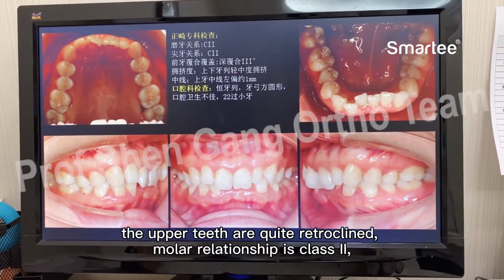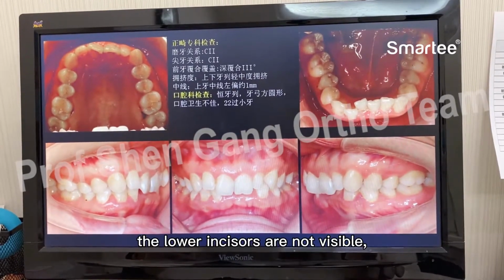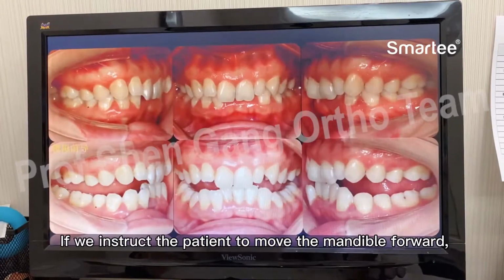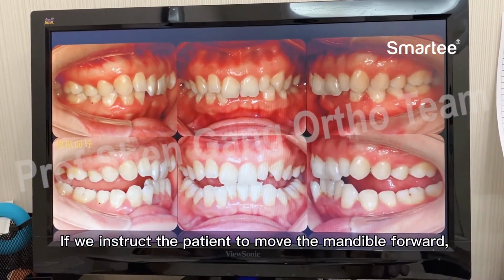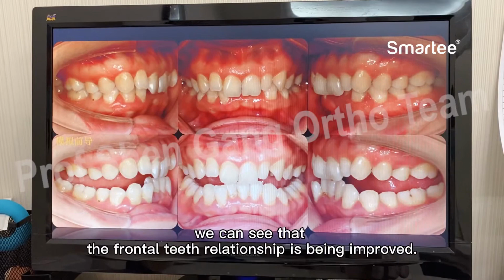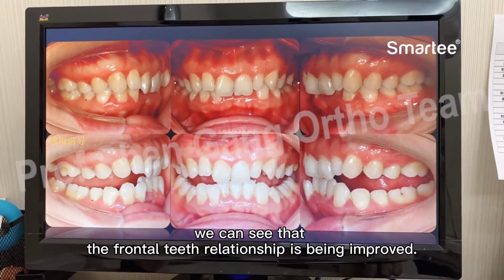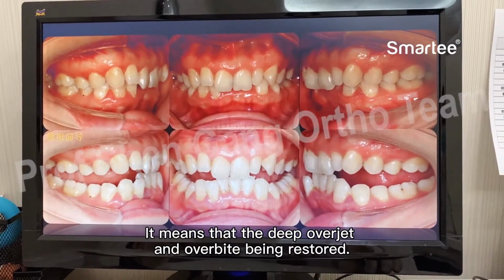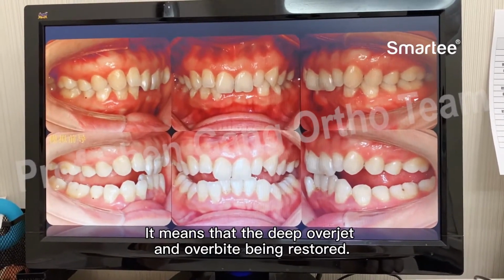Molar relationship is class 2. The lower incisors are not visible, indicating very deep overjet and overbite. If we instruct the patient to move the mandible forward, we can see that the frontal teeth relationship is being improved, meaning that the deep overbite is being restored.